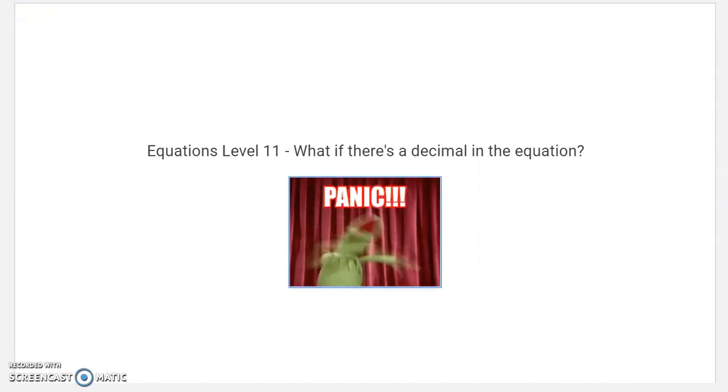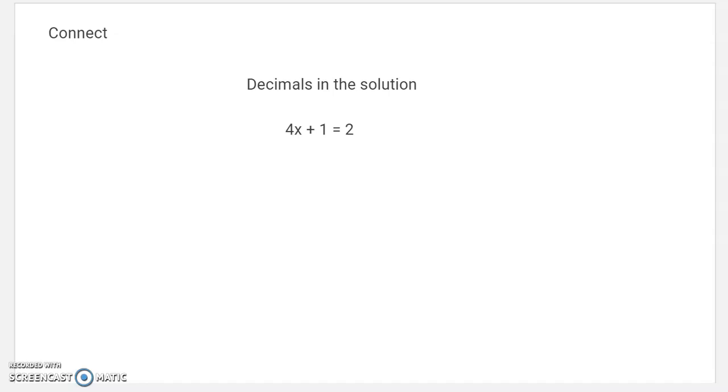All right. So before you panic too hard, we have already occasionally seen decimals or fractions in the solution to an equation. Not that bad. So like this one, if you were to solve this, you look at this like, oh, I know how to do that. I can use the inverse operation strategy, and I can subtract 1, and I can get 4x equals 1. And then I can divide by 4.